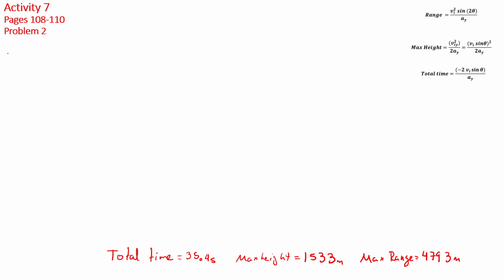So let's read problem number 2 again. It says, a projectile is launched with a speed of 220 meters per second and with an angle of 52 degrees. In this case, they are asking in question A, time to maximum height. Then in question B, they are asking for the maximum height itself.